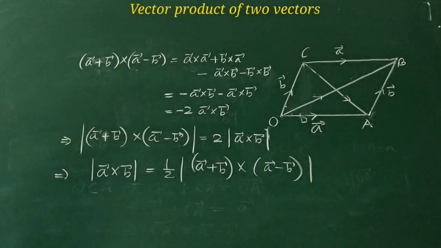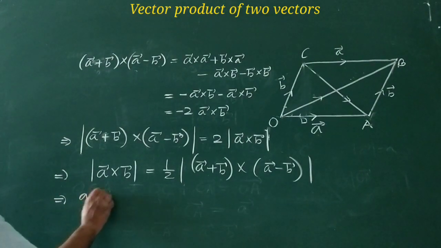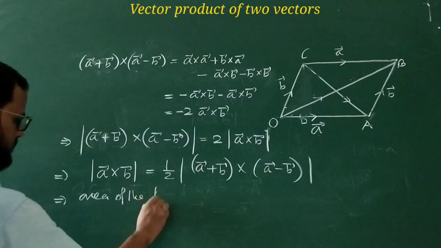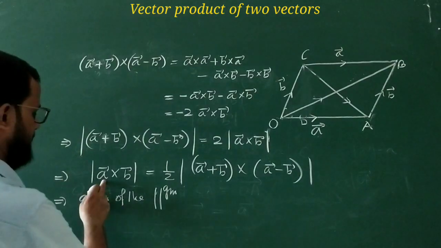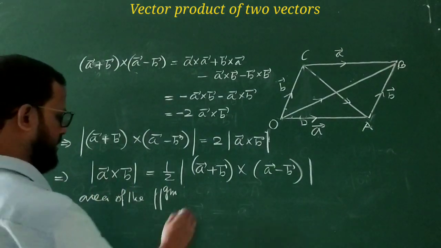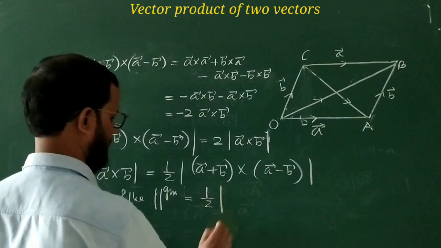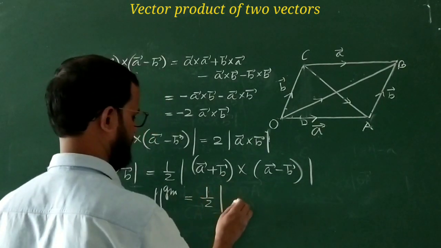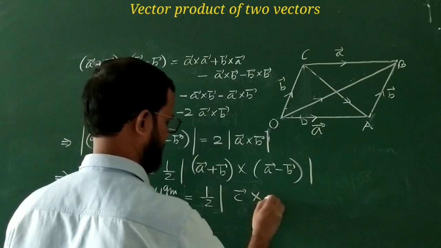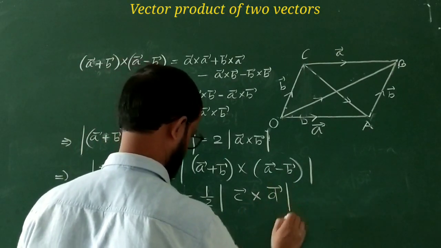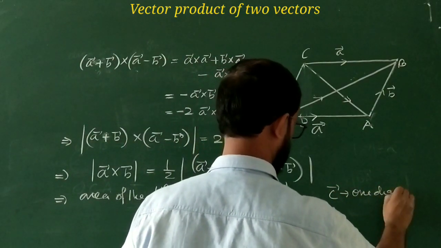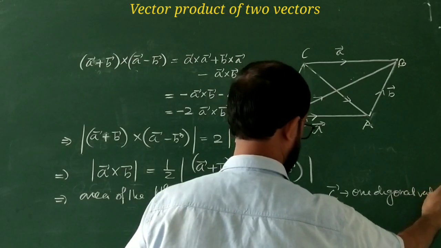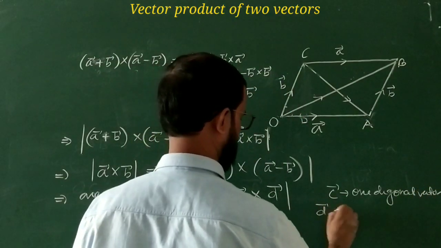Okay, what does it actually represent? The left hand side is the area of the parallelogram. The area of the parallelogram with adjacent sides A vector and B vector is equal to half into one diagonal, suppose it is C, and the other diagonal, suppose it is D, where C is one diagonal vector and D is the other diagonal vector.